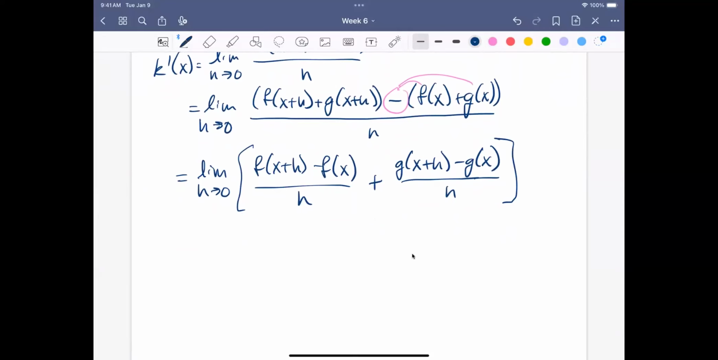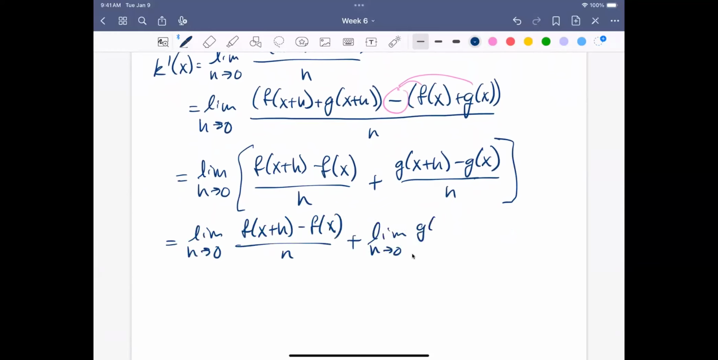Now, since I know that the limit, assuming that f and g are both differentiable, I know the limit of each of those exists, and so I can actually split up the limits. I'll take the limit of f of x plus h minus f of x over h, and then plus the limit as h approaches 0 of g of x plus h minus g of x over h.